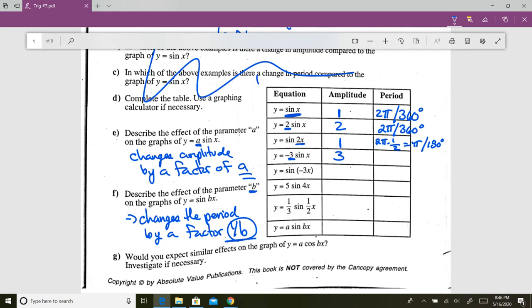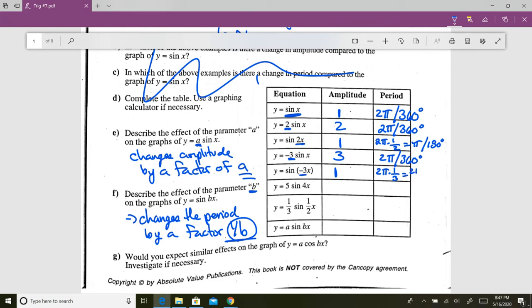Well, it doesn't stay the same, it turns into 3, but the negative has no effect. All the negative does is flip it, but doesn't change the amplitude. Period, because we didn't put a B value in, is 2 pi, or 360. I put a B value of negative 3, amplitude does not change, so that stays at 1. The period is now 2 pi times 1 over B, which is 3. You ignore the negative because the negative just tells you that it's a flip.